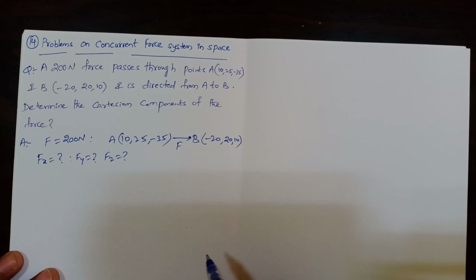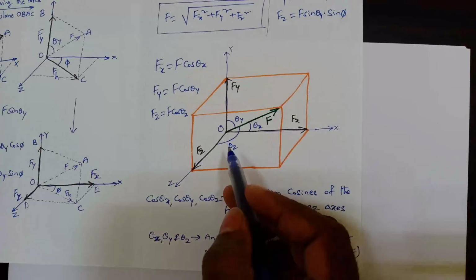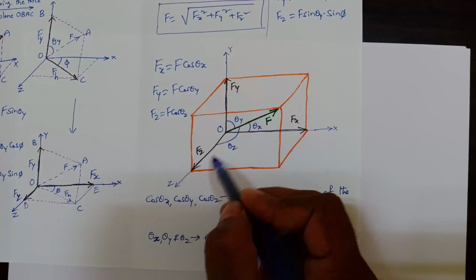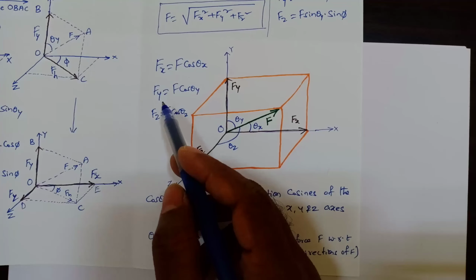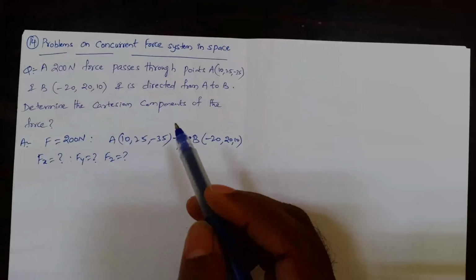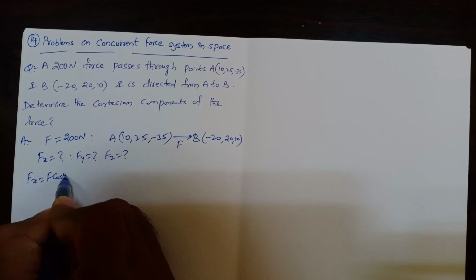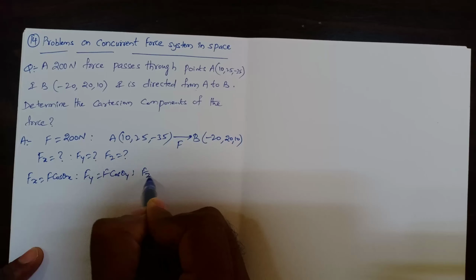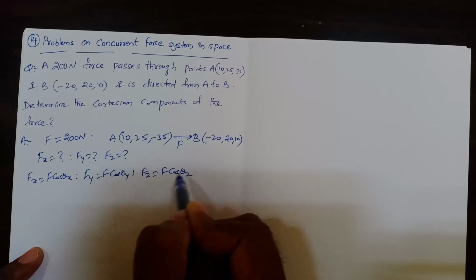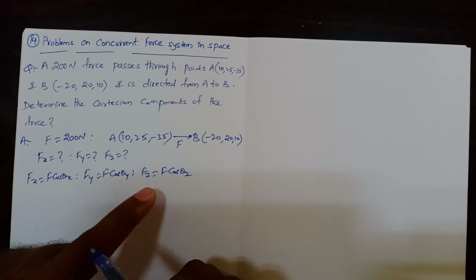So just now we have discussed from the formula that these are the three components: Fx, x component, y component, z component. These are the Cartesian components or rectangular components. Fx is equal to F cos theta x, Fy is equal to F cos theta y, Fz is equal to F cos theta z. Now F is given. We need to find cos theta x, cos theta y, cos theta z.